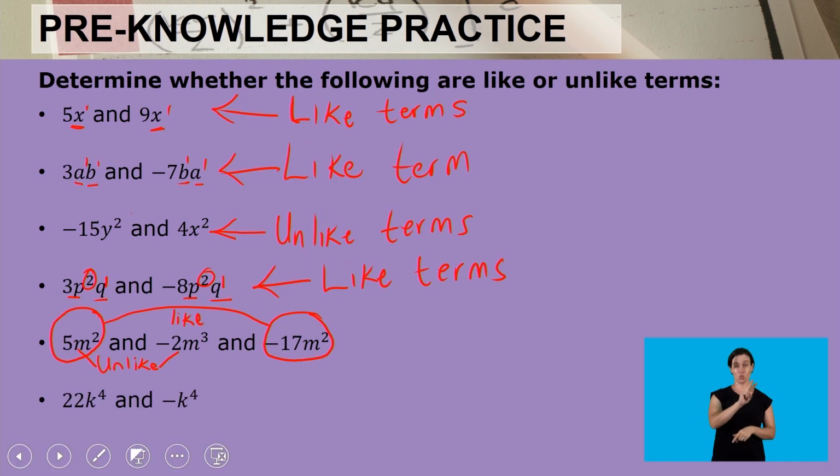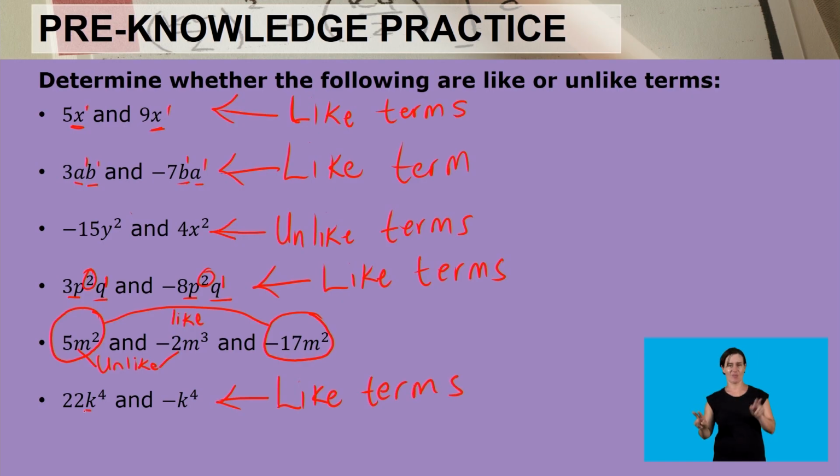And lastly, we have 22k exponent 4 and a negative k exponent 4. Are they like terms? Well, yes, they are like terms, and the reason why we are saying that is because they have the same variable and they have the same exponent to that variable.